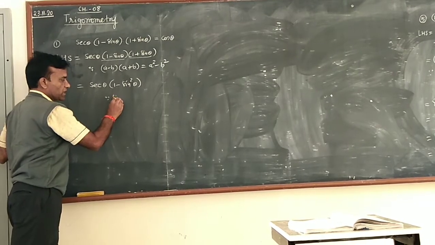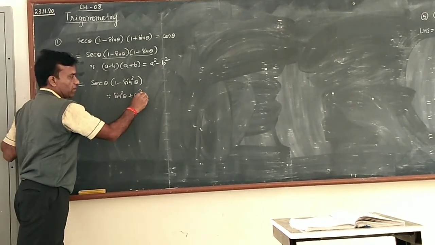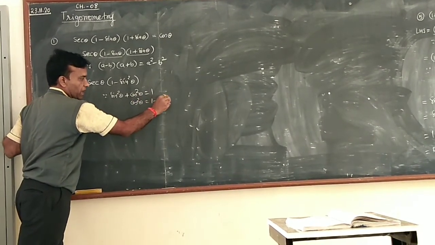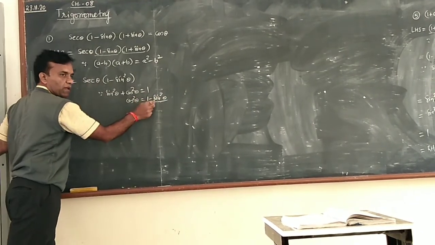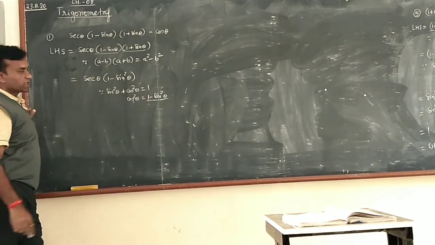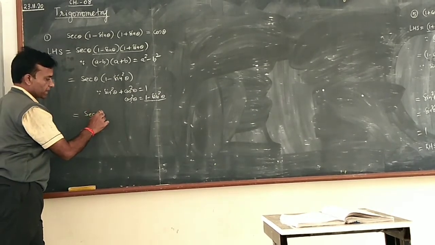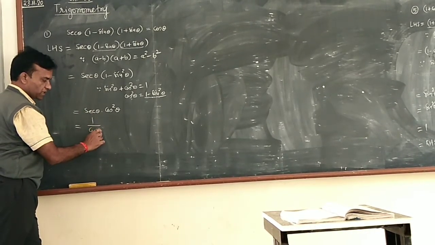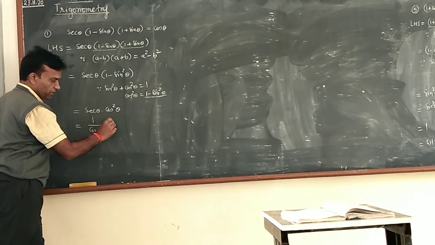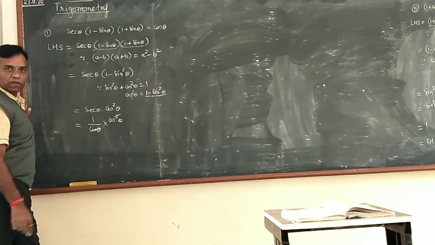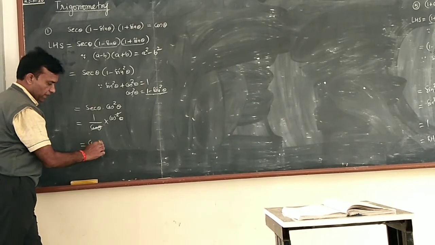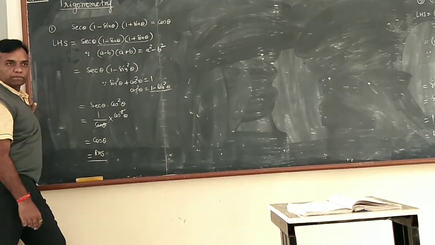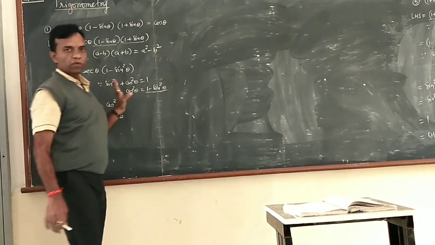Now, for 1 minus sin square theta, from the identity we know that sin square theta plus cos square theta equals 1. So cos square theta equals 1 minus sin square theta, and in place of 1 minus sin square you substitute cos square theta. So sec theta into cos square theta. Sec theta is what? 1 by cos theta, the reciprocal of cos. Now the numerator is cos square theta, so one cos cancels out. What remains is cos theta, and cos theta is the right hand side. Got it?